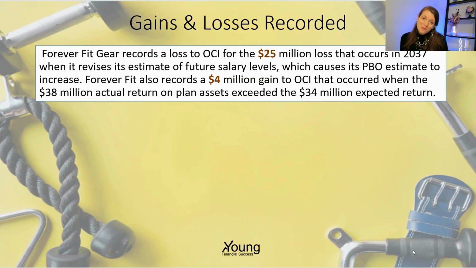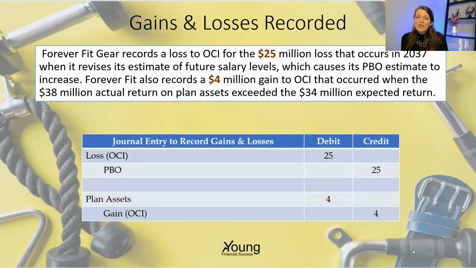It's for the extra $4 million that they actually earned on their plan assets that they didn't expect. So in the pension expense, we showed the expected return, but then the extra that we returned, we're going to show as a gain. So here's our 2 entries. The first one is that 25 million, we're calling that a loss. And that would be a debit to other comprehensive income, just like you would debit an expense, just like you would debit a loss. Same thing here with other comprehensive income.